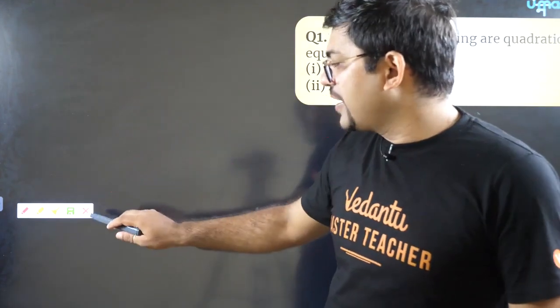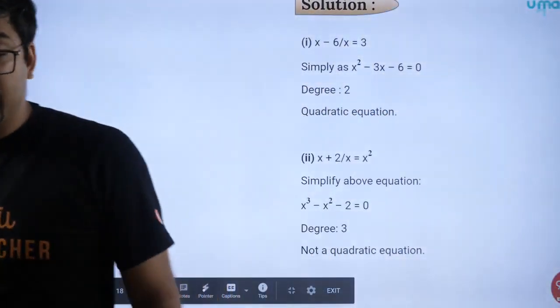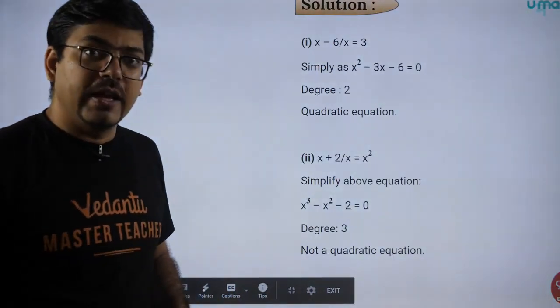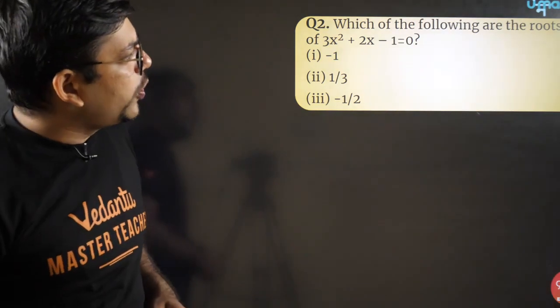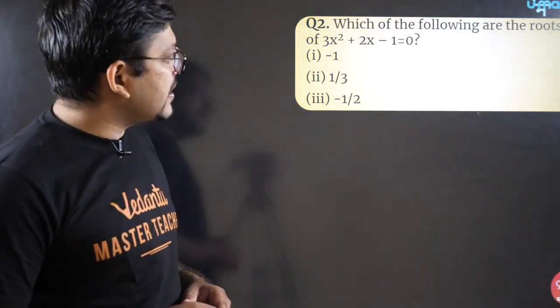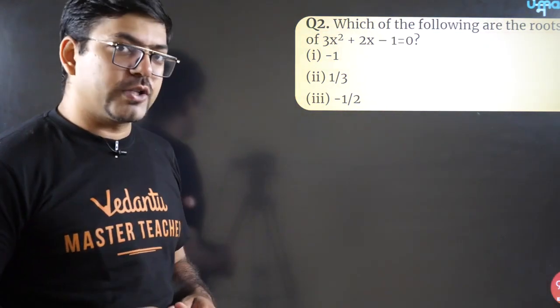Fine. Chalo, let's move on. Here we go to the next. So here's the solution as well, in case you want to go through this. Here's the next question. Now the next question says, which of the following are the roots of 3x square plus 2x minus 1 equals 0?